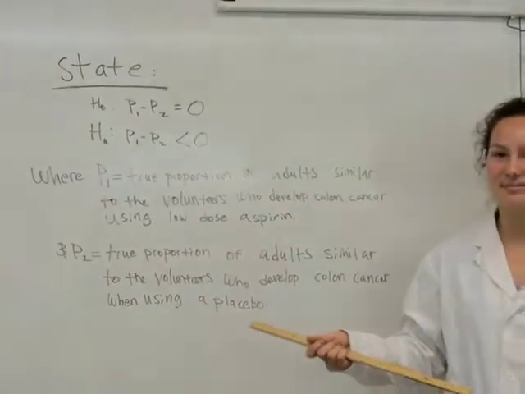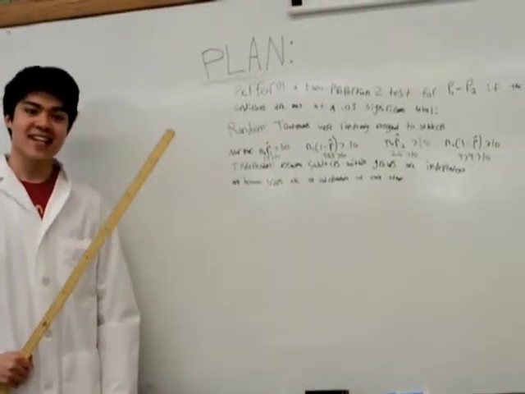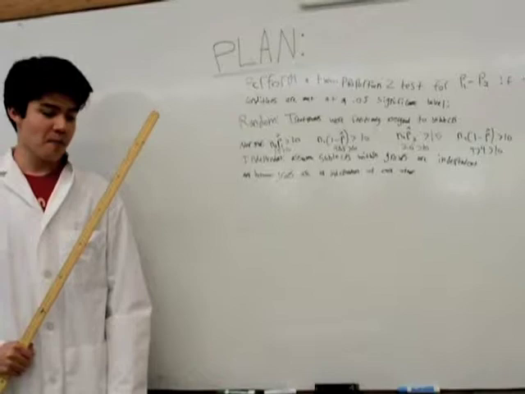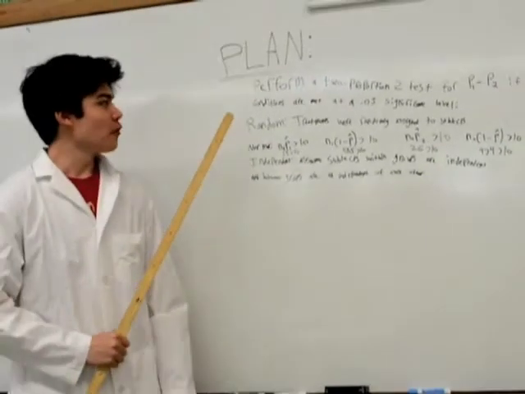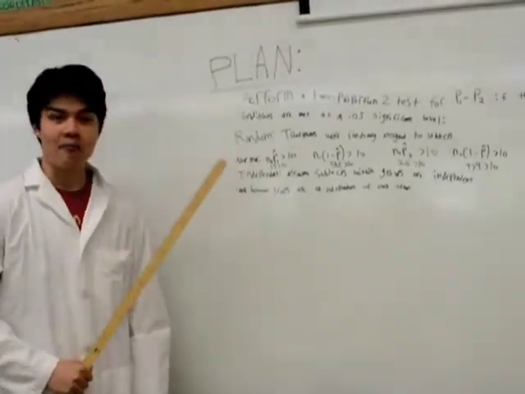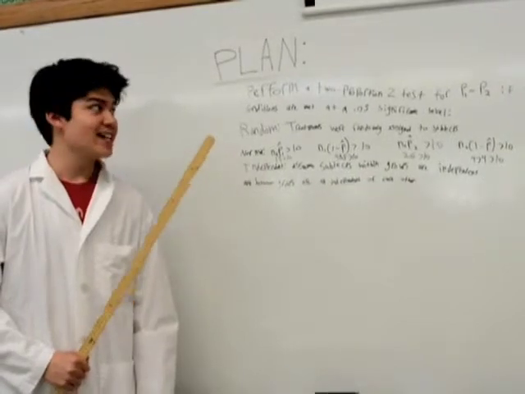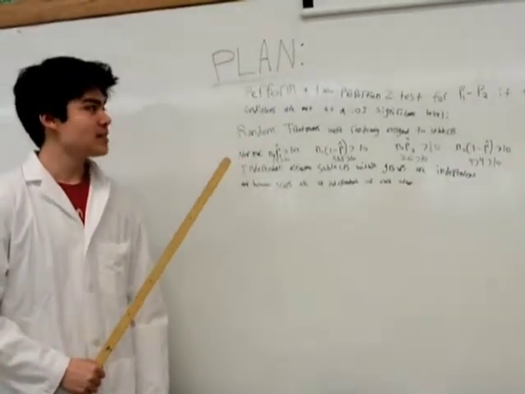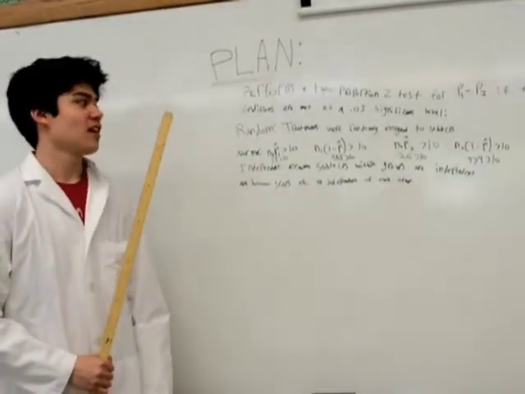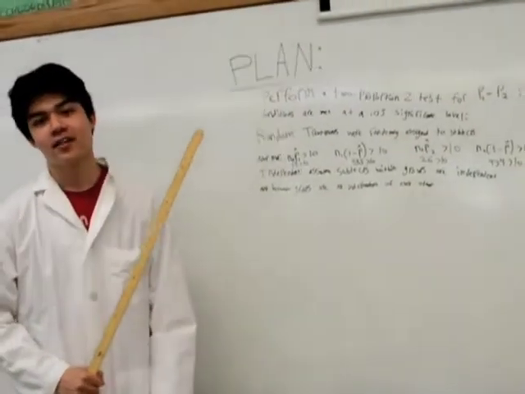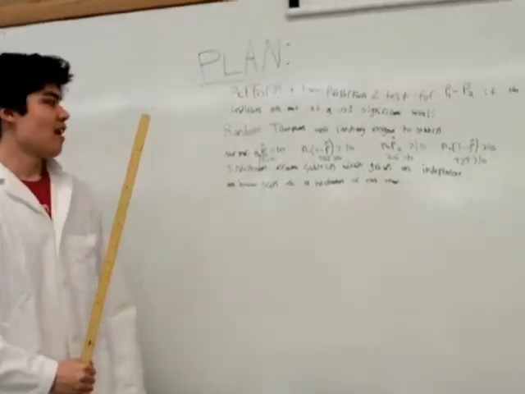placebo. Okay, we are now at the plan stage of our procedure. So, first, we're going to perform a two proportions z-test for P1 minus P2 if the following conditions are met at a 0.05 significance level.